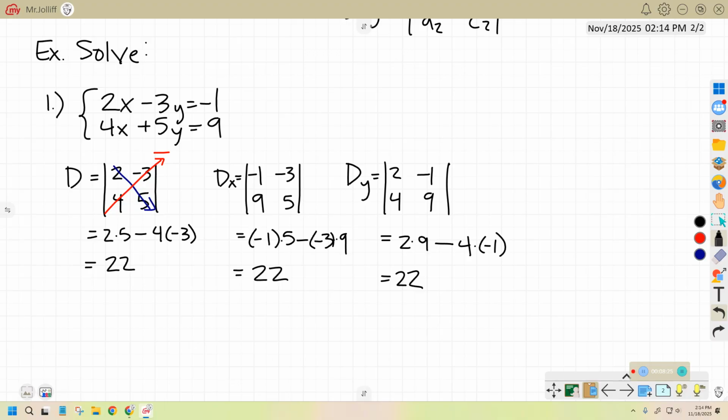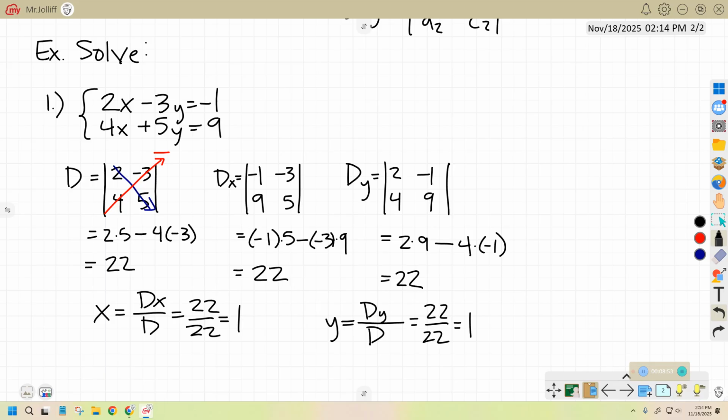And then we're going to go find our x and y using those numbers. Everything is the same, so everything should equal 1. Very good. I know x is dx over d, which is 22 over 22. And Bruno's exactly right. That's going to be 1. y is going to look exactly the same. dy over d is 22 over 22, which is 1. So way back at the top, I know my solution to this system is 1, 1.